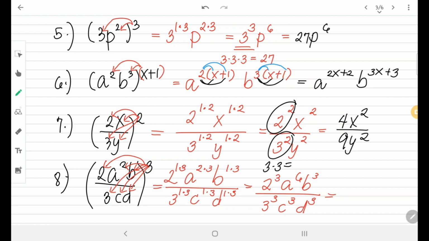Yan. And the final answer ay, pero bago yung final answer, kunin muna natin to. 2 cube is 8 because of 2 times 2 times 2 dahil tatlong beses daw i-multiply to itself. So, a raised to 6 saka yung b cube, kukupahin na lang. And then yung 3 cube is 3 times 3 times 3. So, that is 27. And then yung c cube, d cube ay kukupahin na lang.